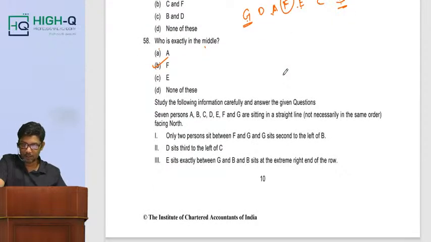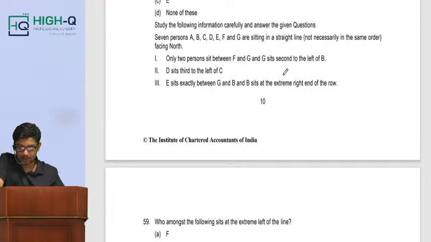Next one. 7 persons A, B, C, D, E, F and G are sitting in a straight line, not necessarily in the same order, facing north. Only 2 persons sit between F and G.